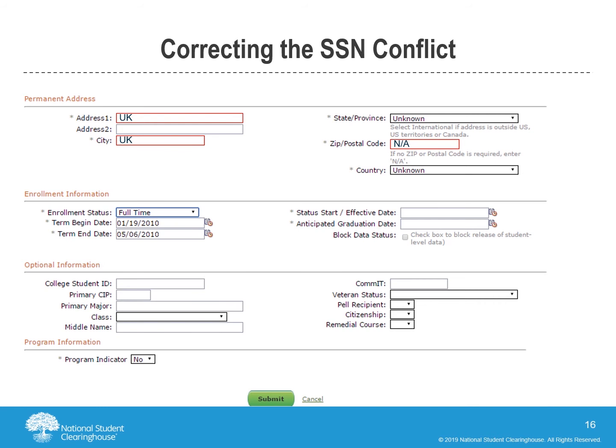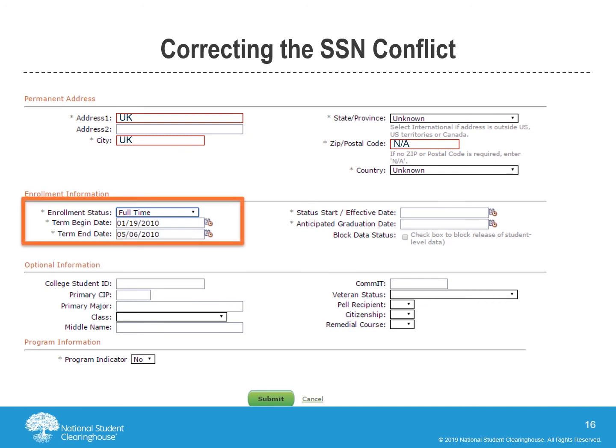Please note, when you're adding a new student and the student has been enrolled for multiple terms, please enter the enrollment information for the first term the student should have been reported as enrolled. In this example, the student is currently enrolled, but should have been reported since January 2010. Please be sure to include program level data if the student is in a program.